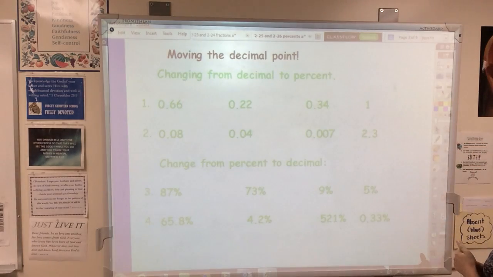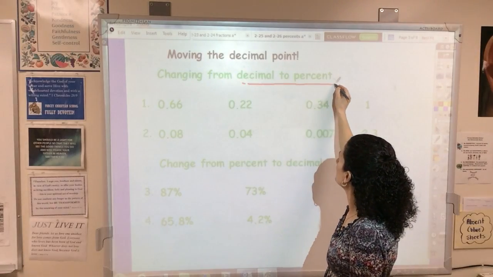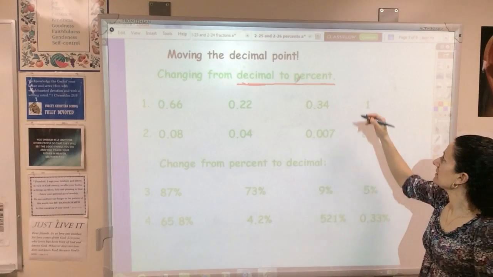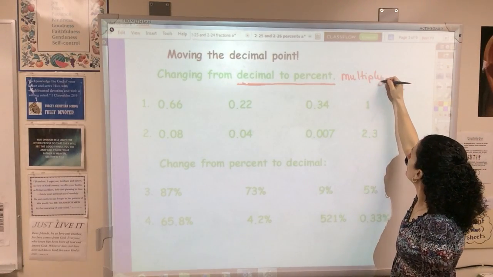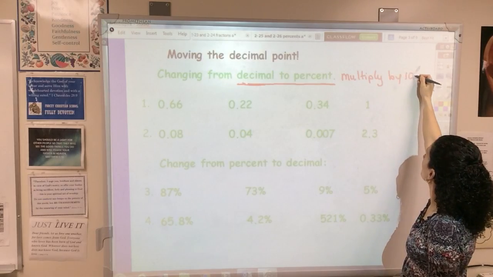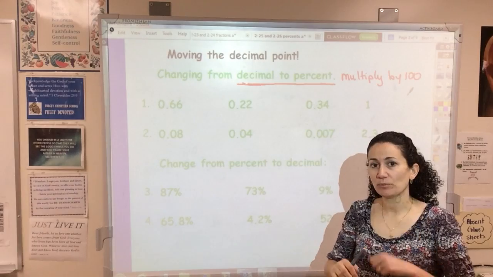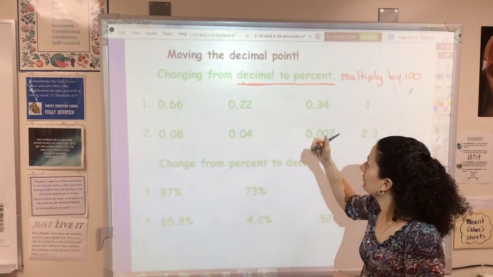So first of all, changing from a decimal to a percent. Go ahead and write this down. Changing from a decimal to a percent, really what we're doing is we are multiplying the decimal by 100. We're multiplying by 100. And that's why we simply move the decimal point 2 times forward or to the right, however you want to think of that.